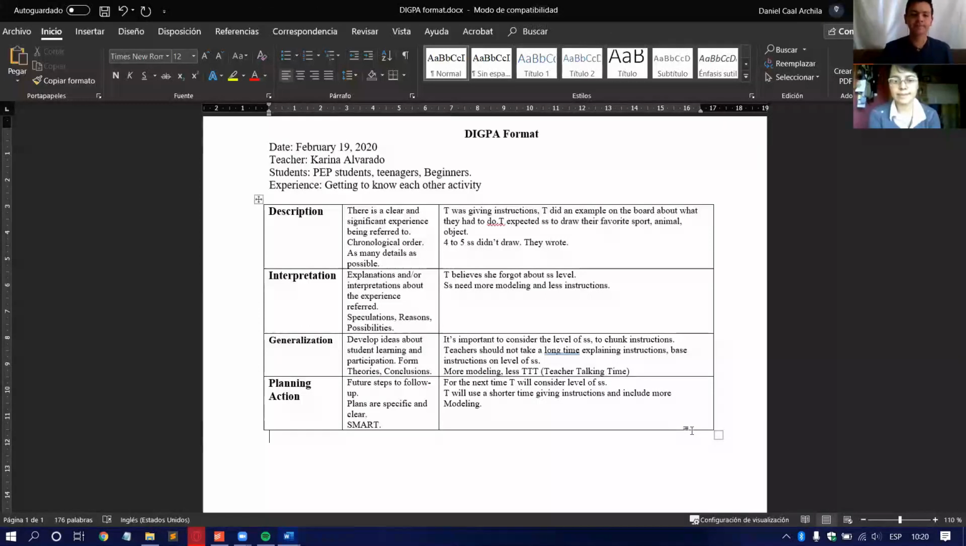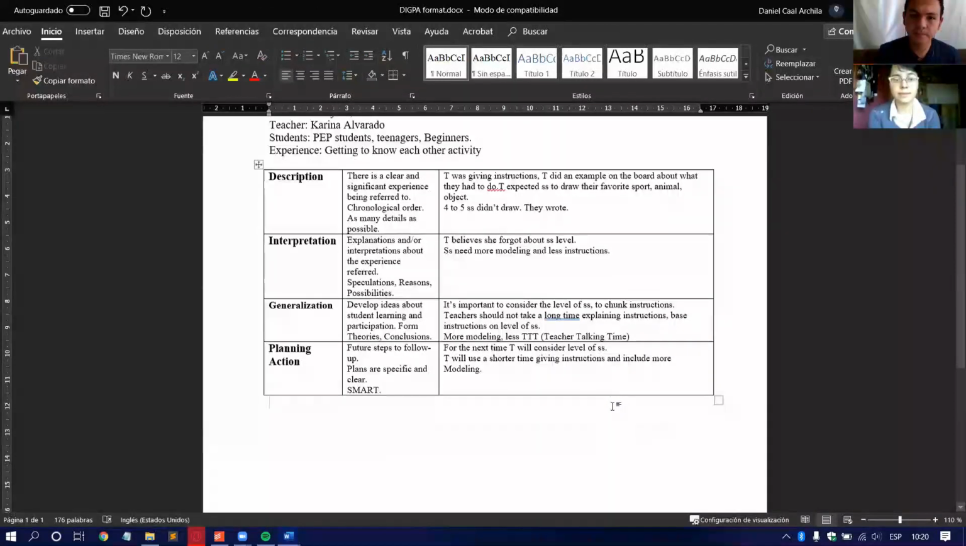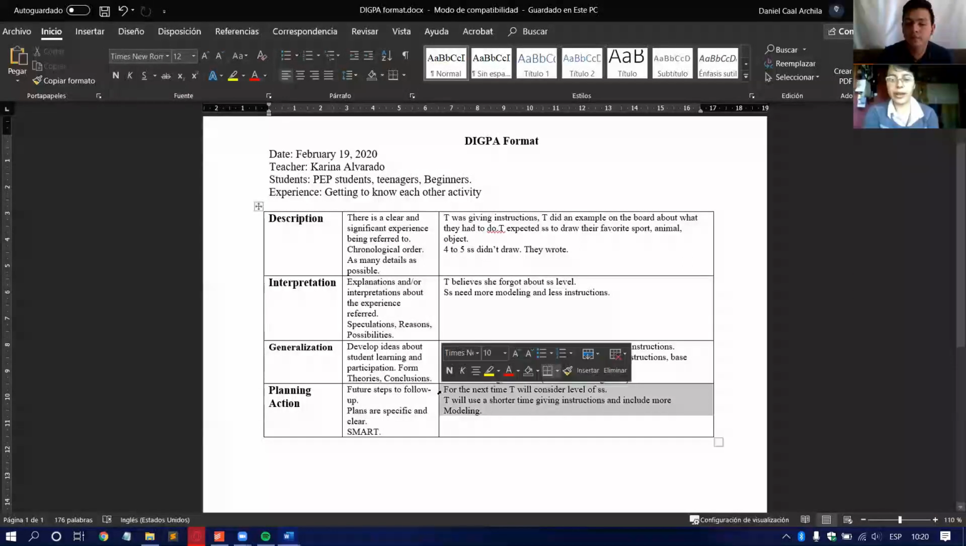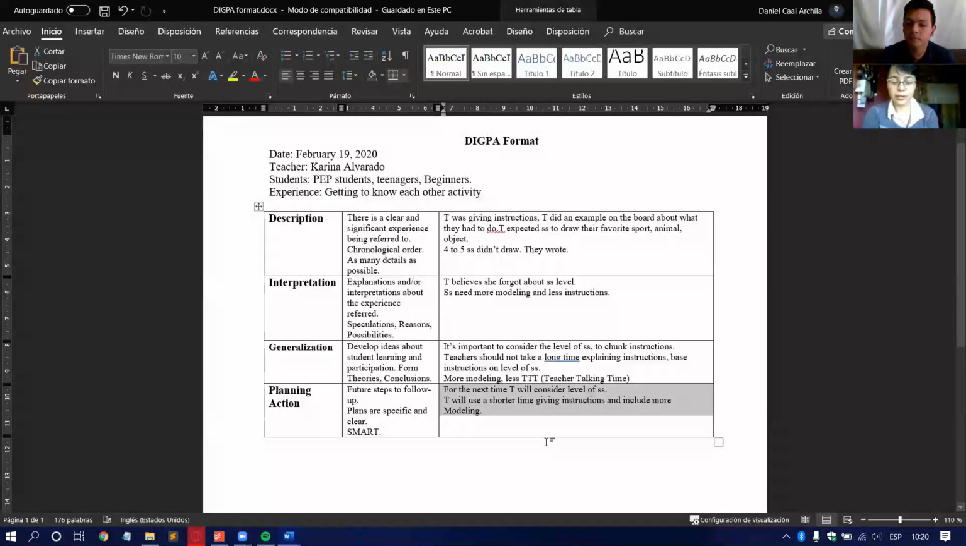Okay. Nice. So with this format, now what do you do with it? Like you finish and you leave it there, or what should happen after we do this DIGPA session? After I usually do my DIGPA sessions, I include my plan of action in my lesson for the next time. So I remember what I need to improve, and then in my next DIGPA session, I reflect on it. Or if I didn't, and how can I improve it?